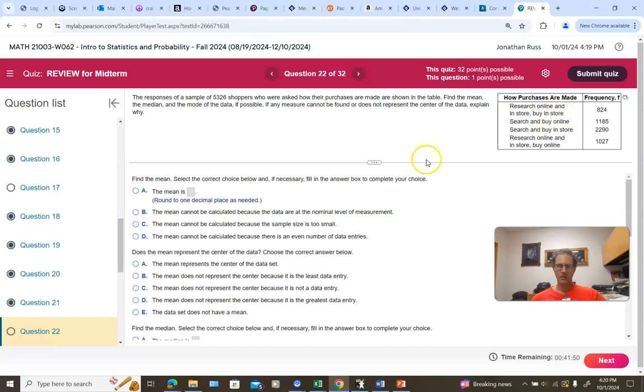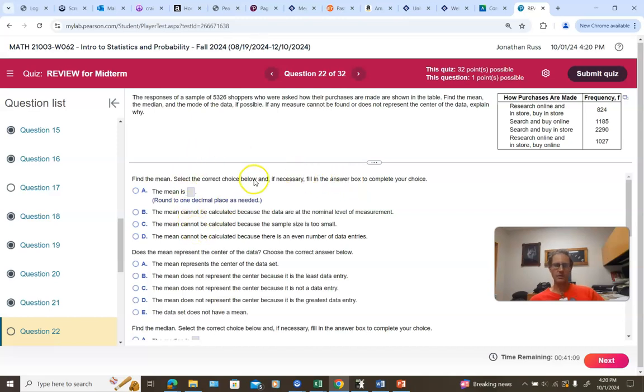Okay. And look at the data itself. The data itself is just how a purchase was made. So that data is not even numerical. See, this says that 824 purchases were made online, 1,185 purchases were done by a search and then buying online, 2,290 purchases were made as a result of searching and then buying in a store.